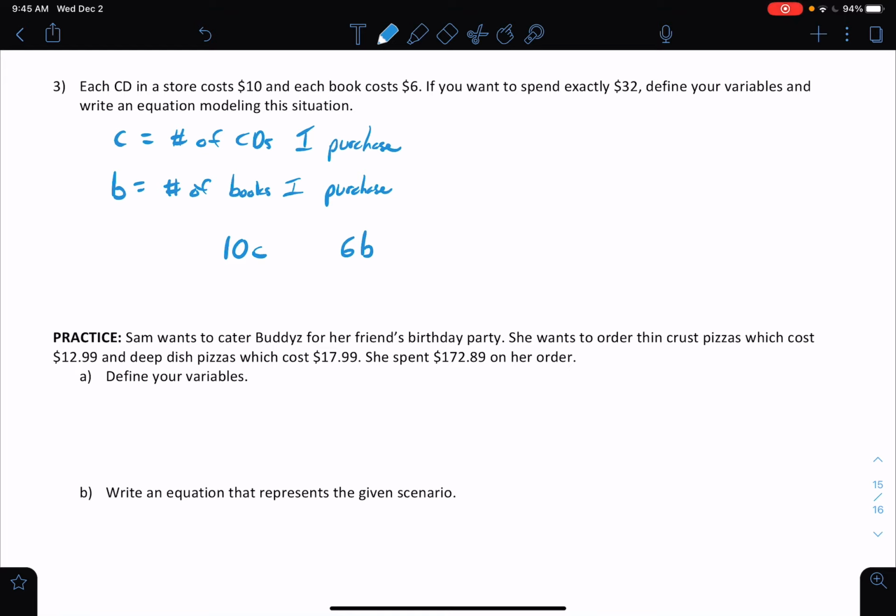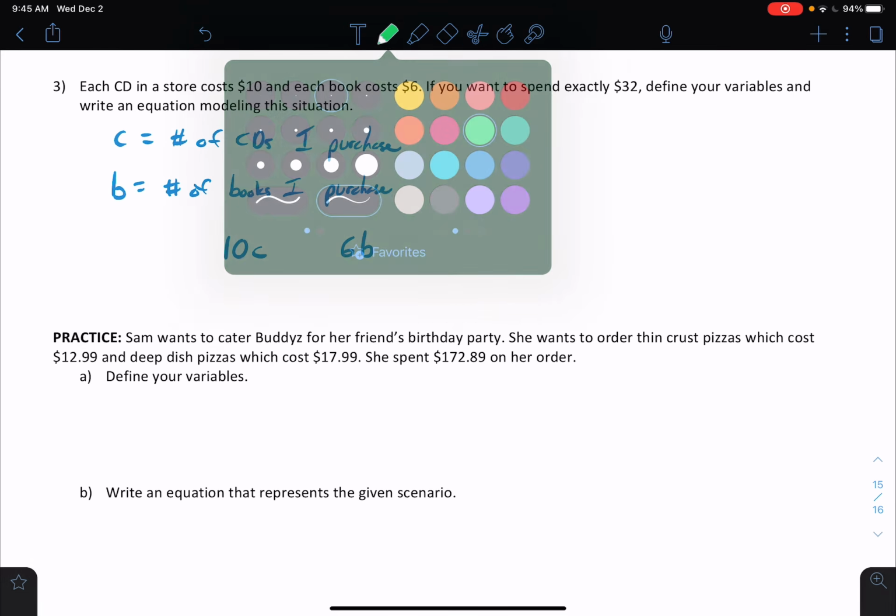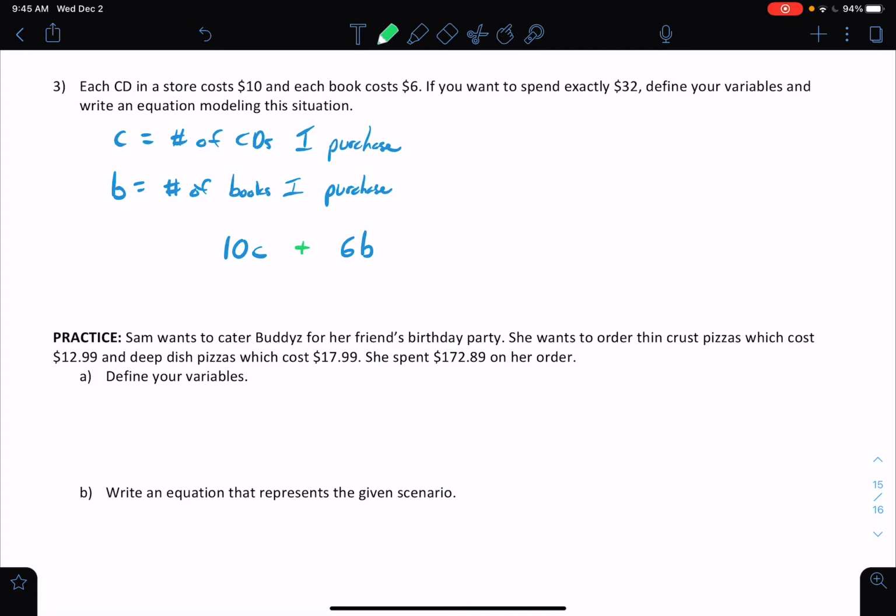Okay? Now, I take the total amount that I spent on CDs and the total amount that I spent on books, and if I add these together, it says I want to spend exactly $32. So if I add the two amounts together, that has to equal 32. There is my equation of the line.